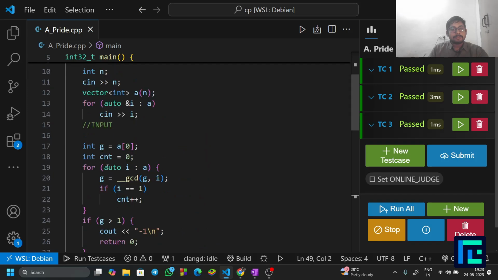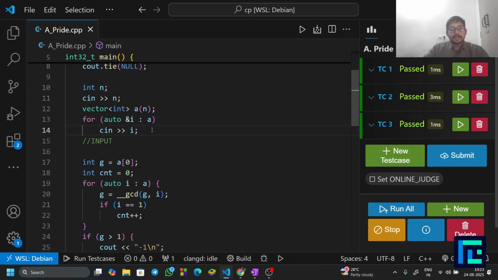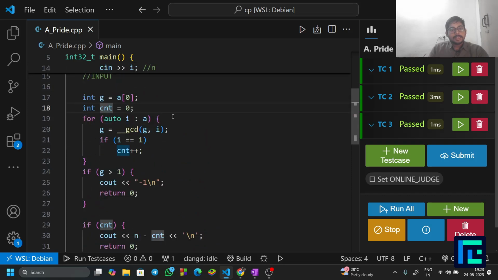If you look at the time complexity, then this input part would take order of n time to take the input of the whole array. Here you are iterating through the whole array and taking GCD also. So this GCD would take log of A[I] time. So this whole operation would take n log of A[I] time.